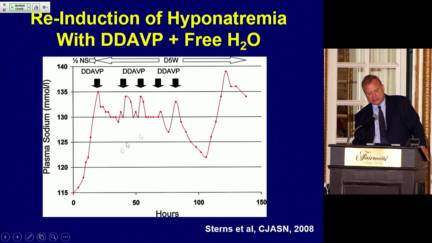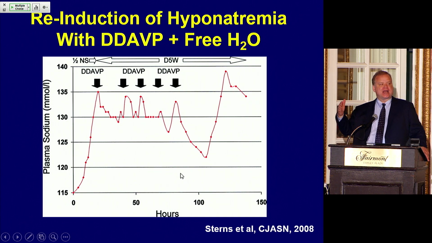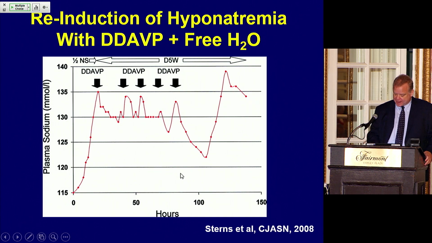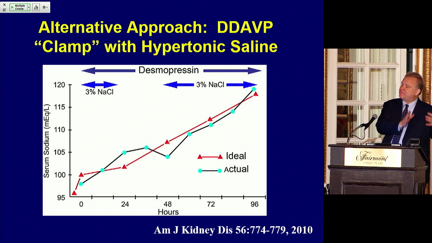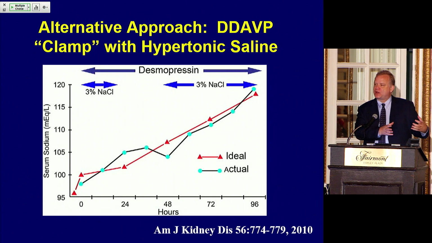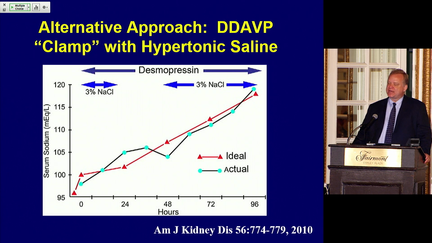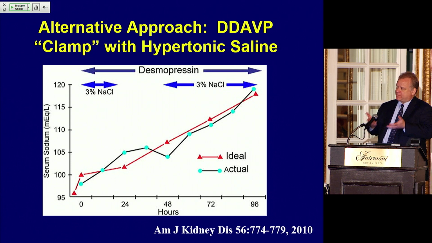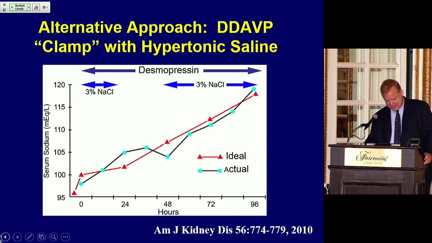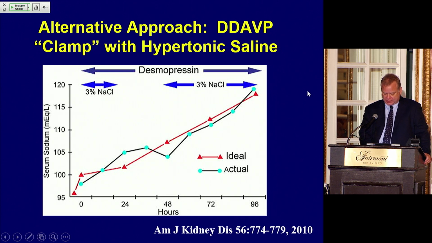The problem, though, is you get this kind of herky-jerky up and down, and it gets very hard to regulate that. If you get involved in these patients up front, you can sort of clamp vasopressin activity by giving high-dose DDAVP and maintaining it by giving either TID dosing or BID dosing, and then sort of fill the beaker with hypertonic saline. And ideally, you get this nice linear increase in serum sodium as you correct at an appropriate rate.